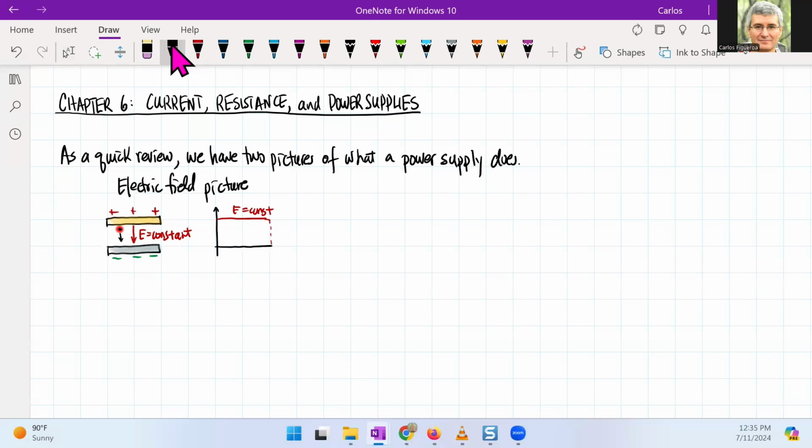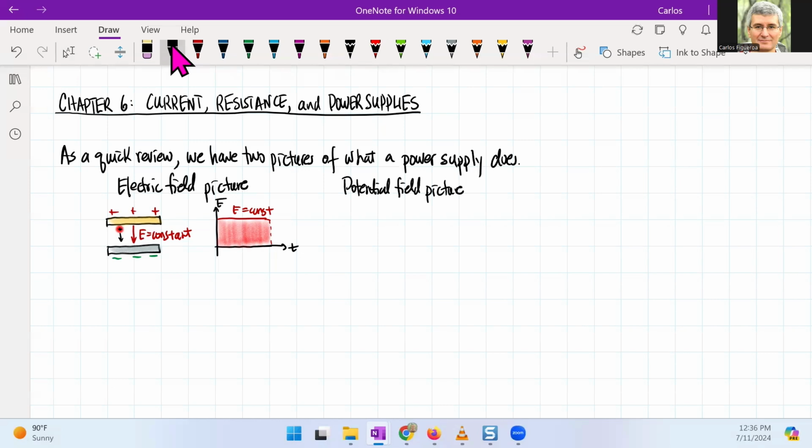And of course, what I'm doing here is plotting the electric field as a function of time. So we see a curve that clearly shows that the field is constant. The preferred picture is the potential field picture. And the reason why it's preferred is because of conservation of energy.